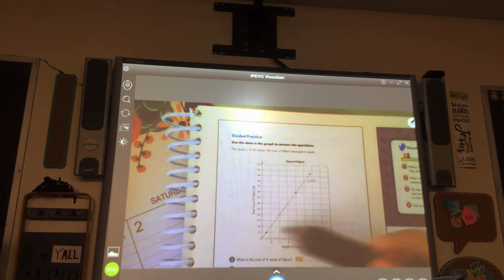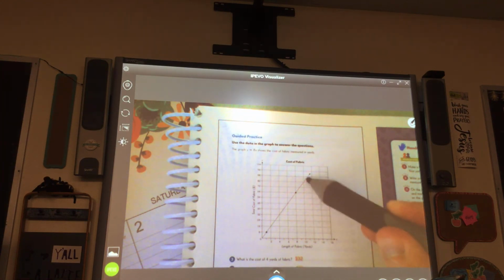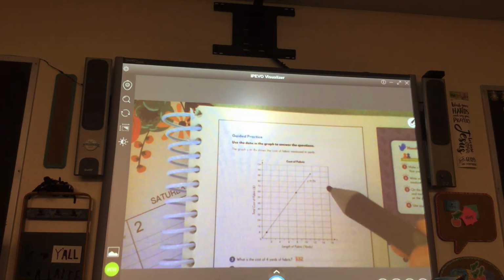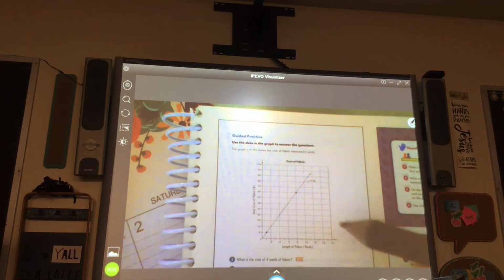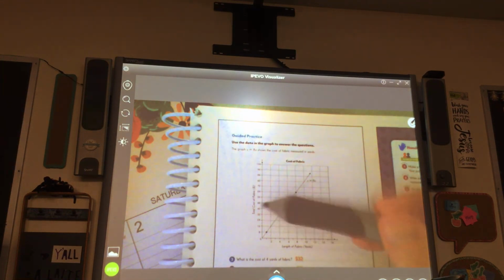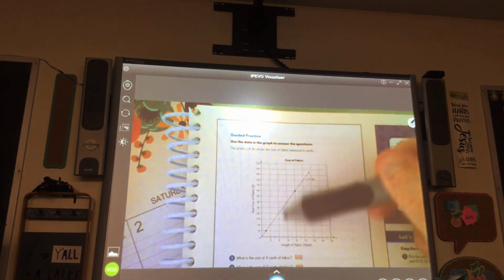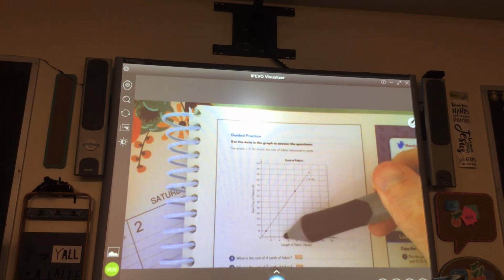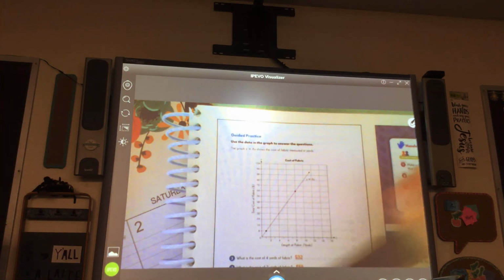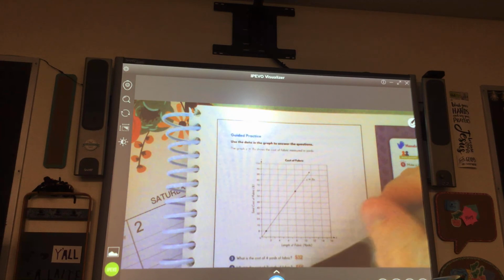Across 11 yards, go up and it hits about what? 88. Yeah, it's about 88. And think, it's times 8. If you think about the multiplication, you'll know, oh yeah, 8 times 11 is 88. How many yards of fabric can you buy with $40? So now I go to $40, go across until I hit the line, go down. How many yards of fabric can I buy? 5.